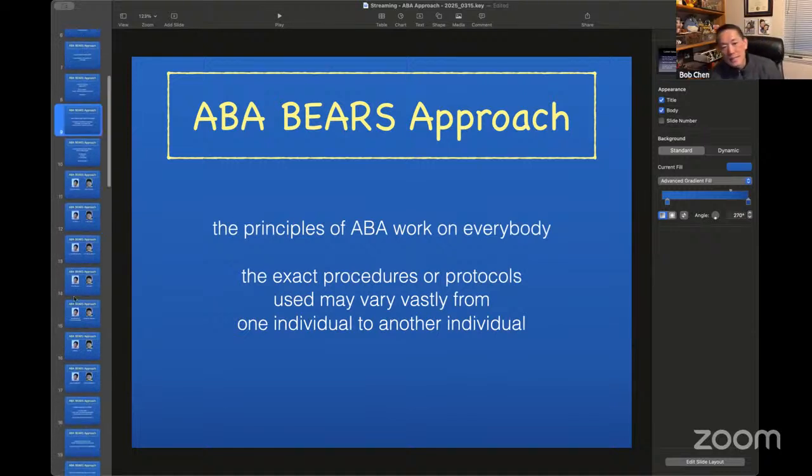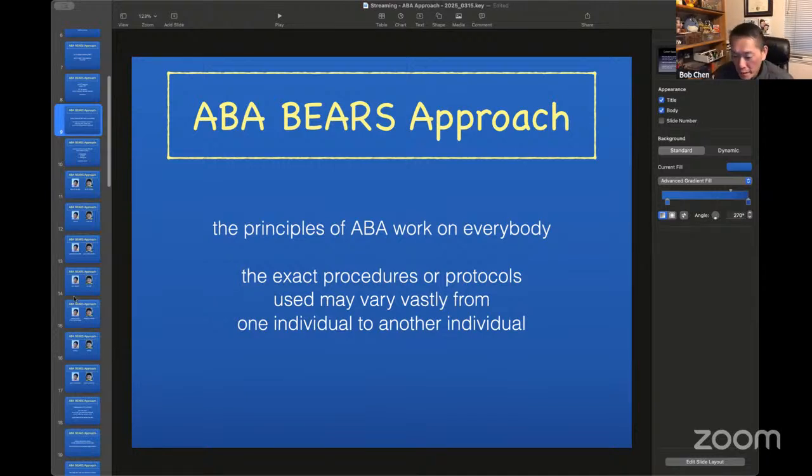Now, the thing is, ABA principles work on everybody. It's not isolated to the kids that we teach. I use ABA on my staff. I use ABA on our organization. I use ABA on my own kids, on my wife.